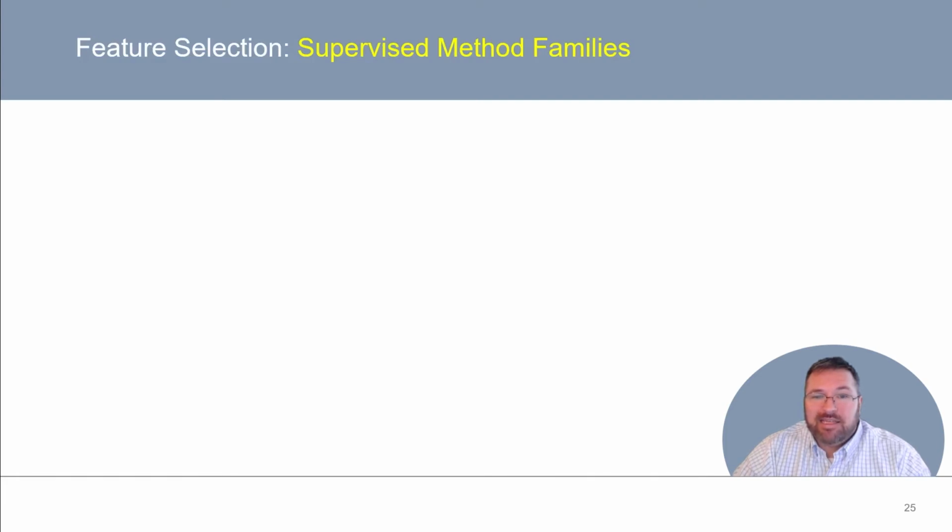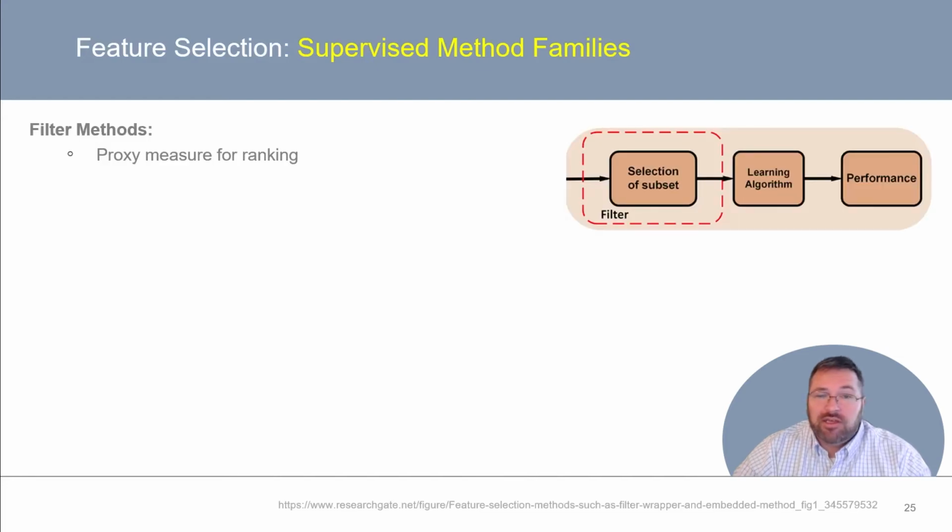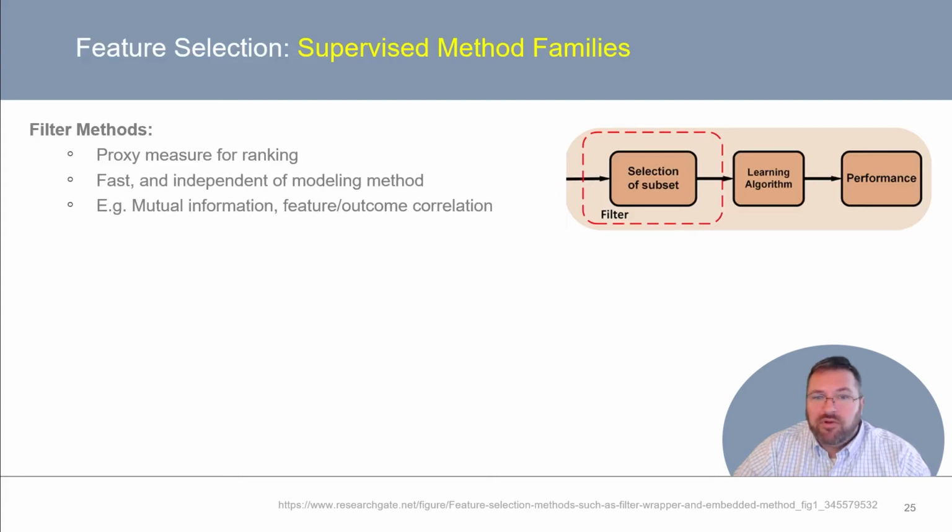On this slide, let's discuss the typical families of supervised learning feature selection approaches. Firstly, there are filter methods. Filter methods estimate proxy measures for each feature in order to rank them. After ranking, the user can decide how many of these top features to select or discard. Filter methods are fast and operate independent of a modeling algorithm, meaning that the same filter-based feature selection could be applied unbiased by the specific strengths or weaknesses of a given modeling algorithm. Examples of filter methods include mutual information and measures of correlation between feature and outcome pairs.